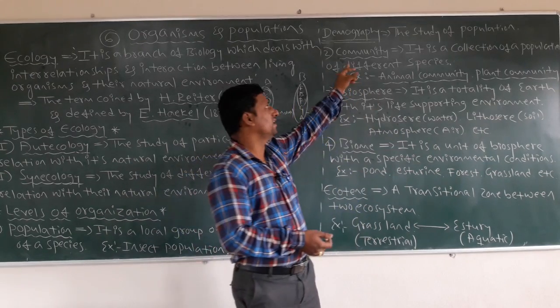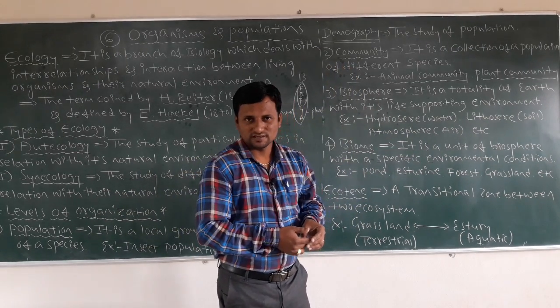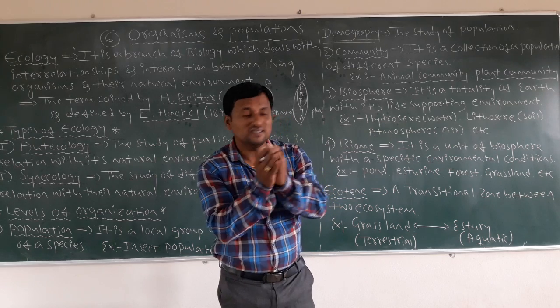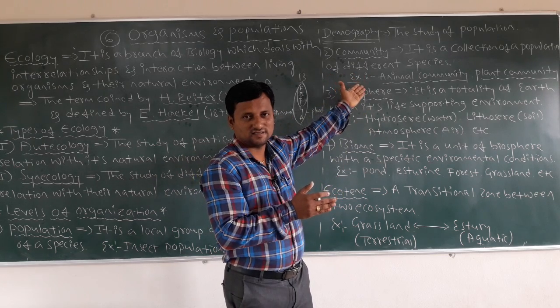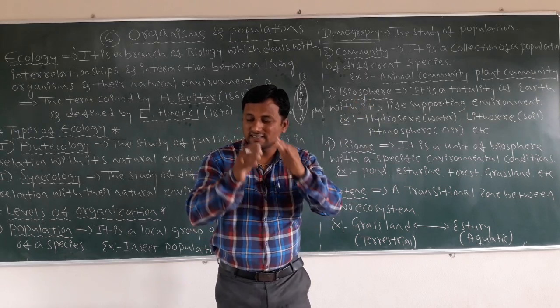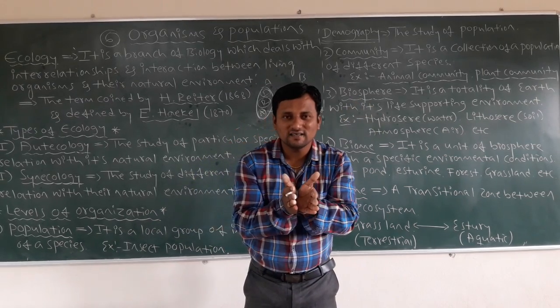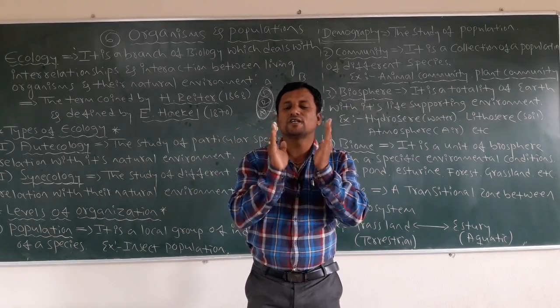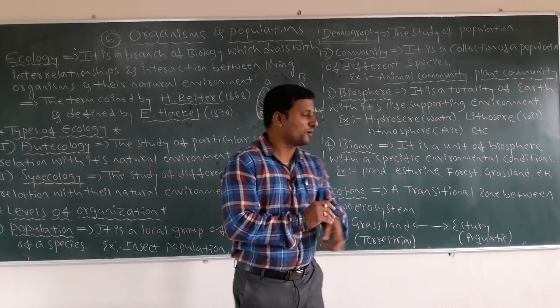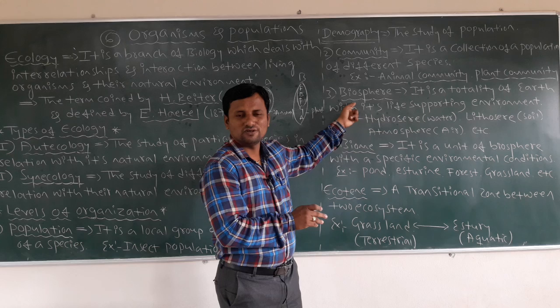And the second one we studied is the community. Community is a collection of populations of different species. Next is the biosphere. The biosphere is a type of area where life-supporting conditions are there, so that type of area is called a biosphere.